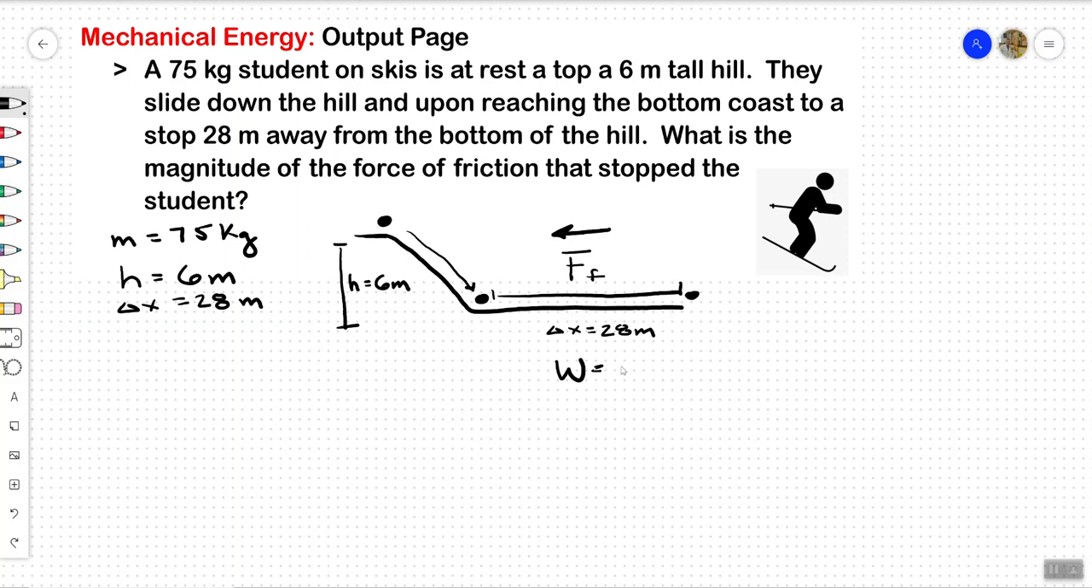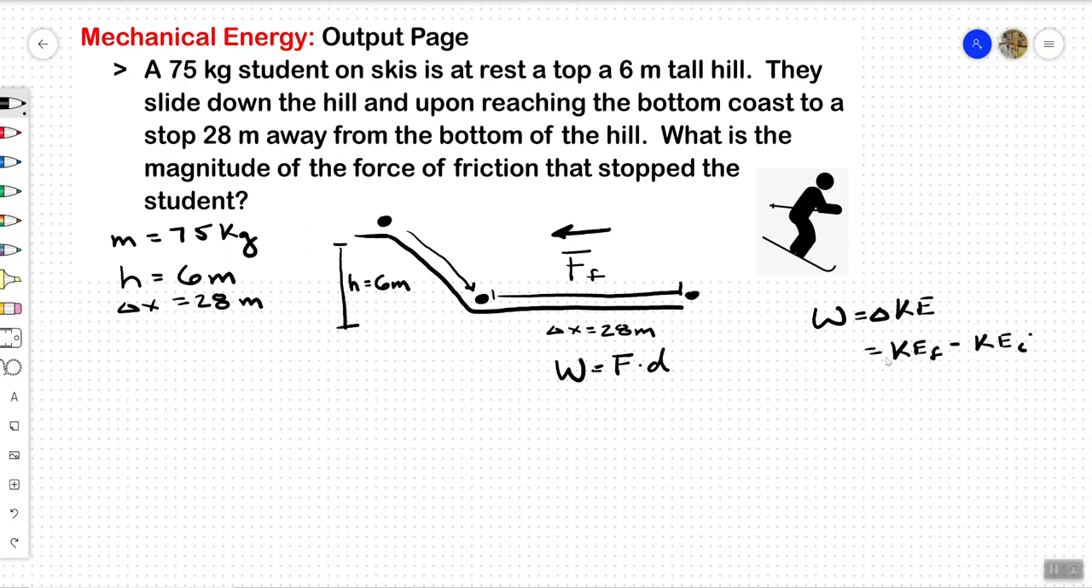Work is equal to force times displacement. Okay, what else do we know about work? Well, we also know that work is equal to the object's change in kinetic energy. So that would be kinetic energy final minus kinetic energy initial.